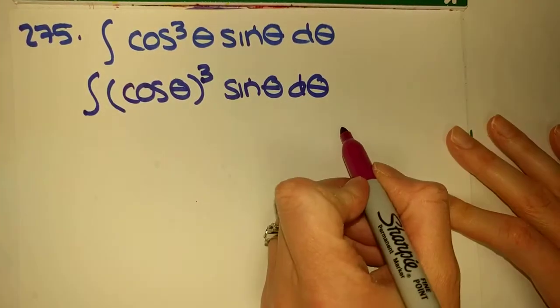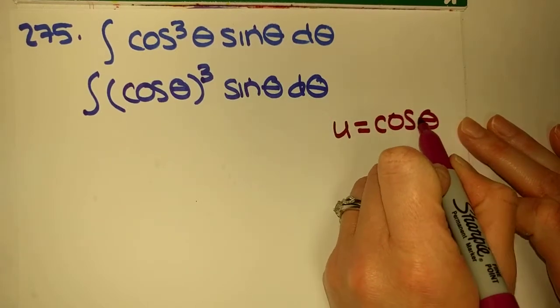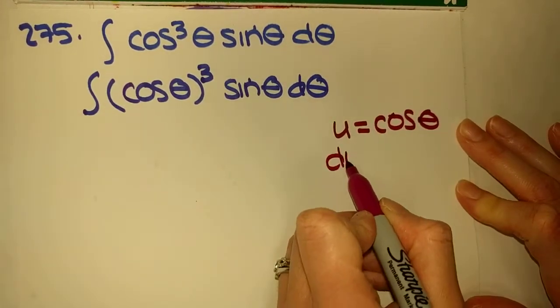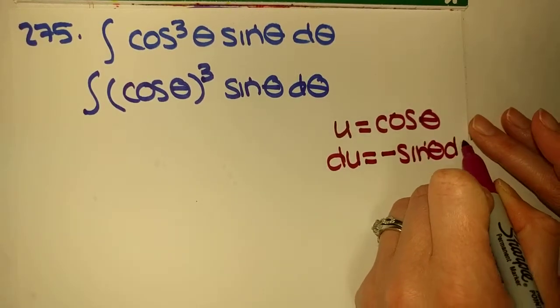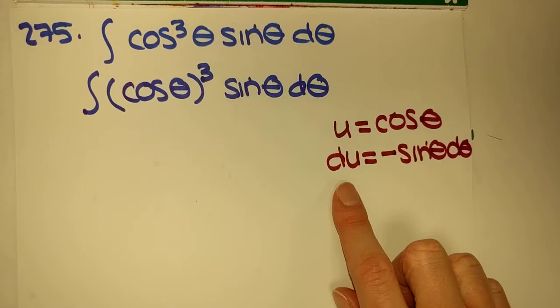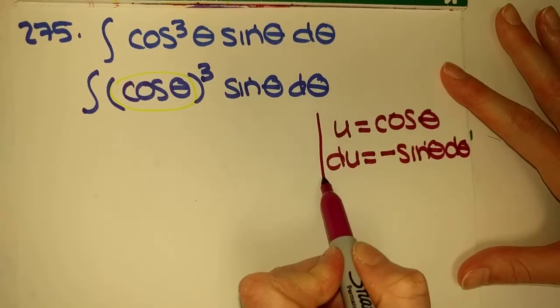You do have parentheses here, so that means that we want our u potentially to be cosine of theta. And then our du, the derivative of cosine, is negative sine theta d theta. All right, so to convert this, we are going to use cosine theta first, and again, this is like our little key to life here, this u and du.